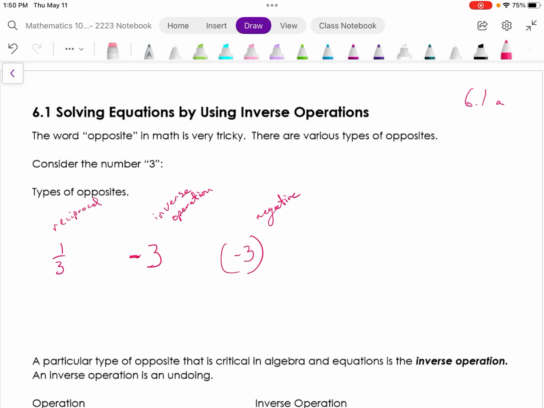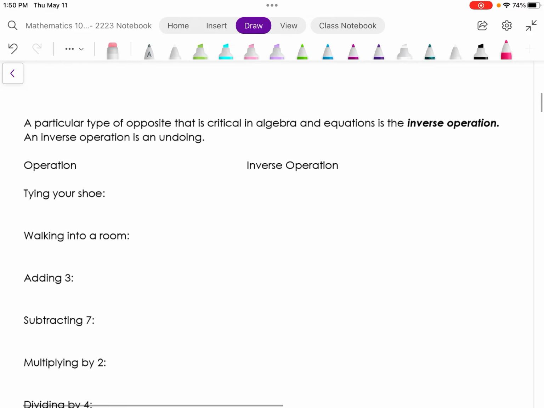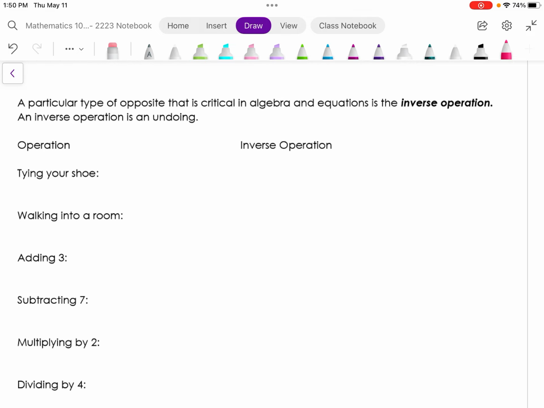So we have this reciprocal, we have the inverse, and we have the negative. I'm sure that I'm missing a few as well. So the word opposite really is imprecise. But we're going to be exploiting one of the opposites called the inverse. The inverse is very, very important. So the inverse is a particular type that is critical in algebra and equations.